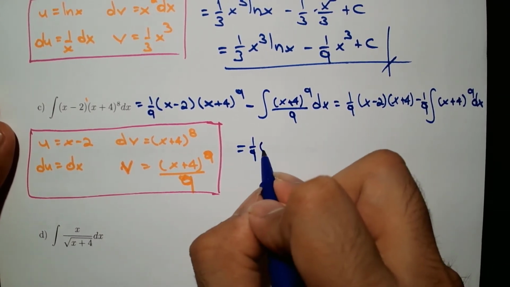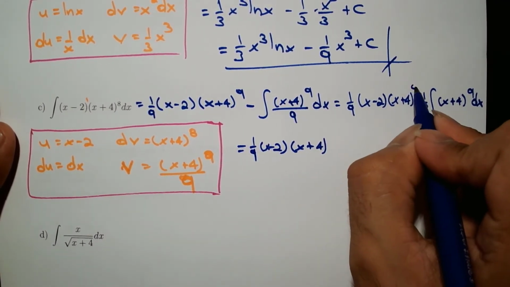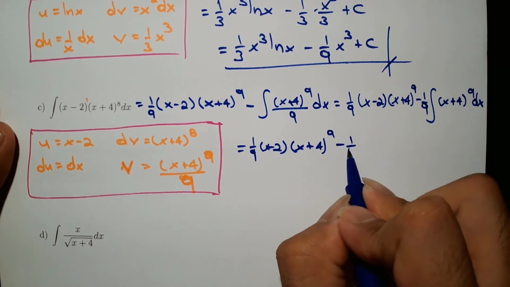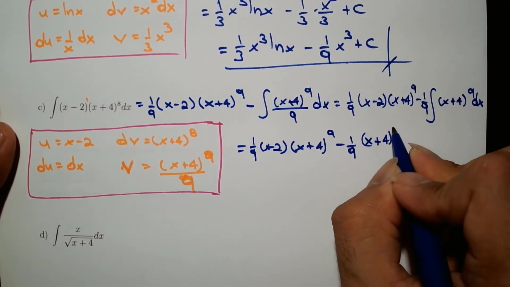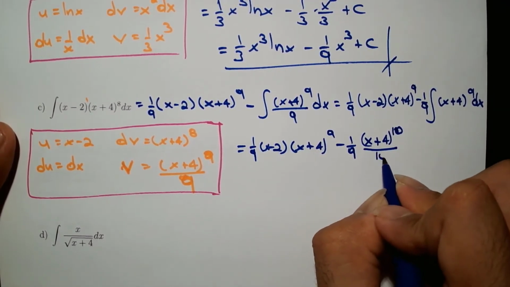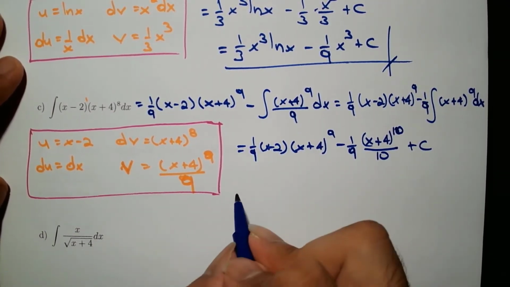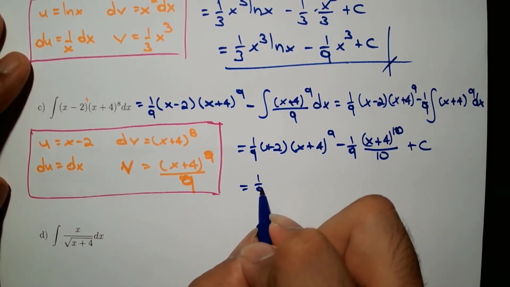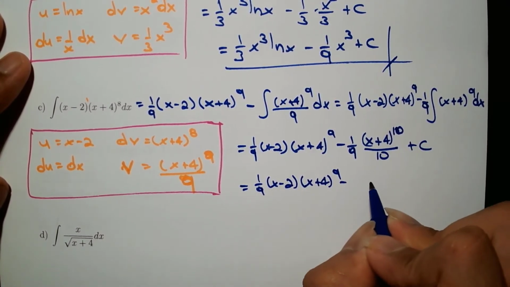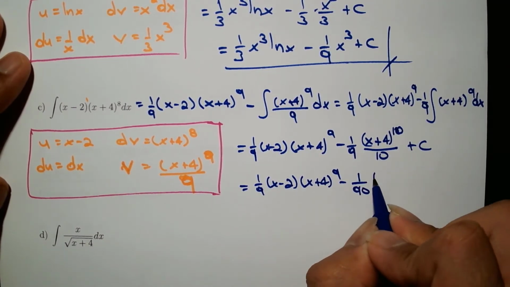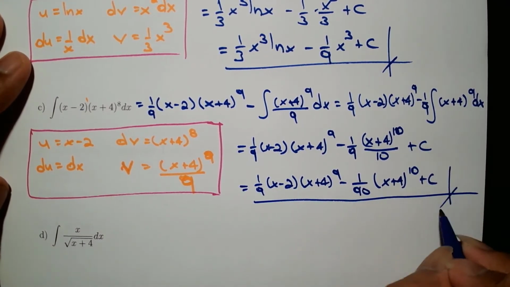1/9 x minus 2 times x plus 4 to the 9th power, I forgot the 9th power, minus 1/9 x plus 4 to the 10th power using a baby substitution divided by 10 plus c. Now let's multiply this 9 times 10 to get 1/9 x minus 2 x plus 4 to the 9th power minus 1/90 x plus 4 to the 10th power plus c. Final answer.